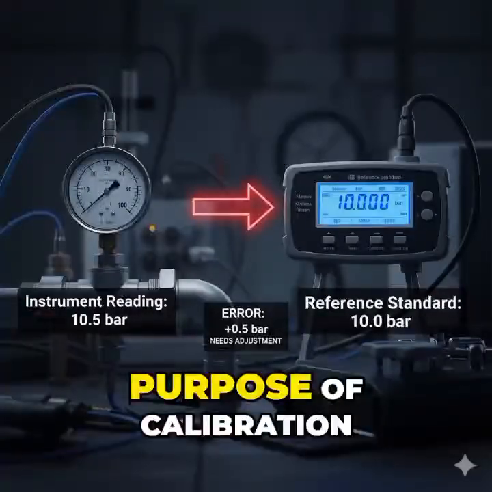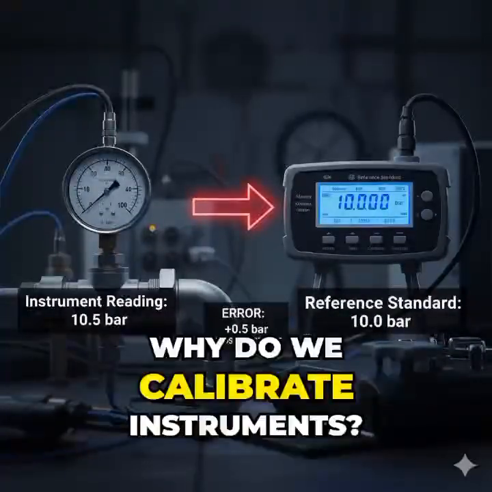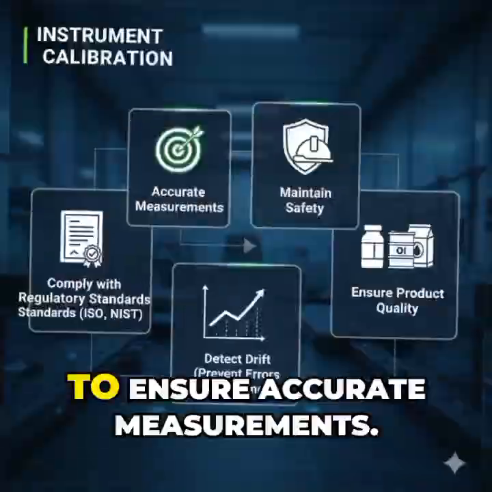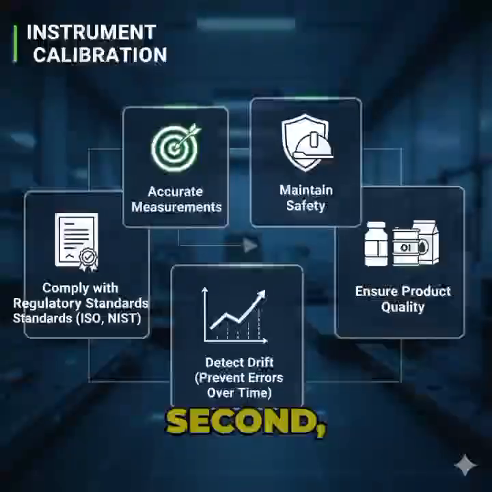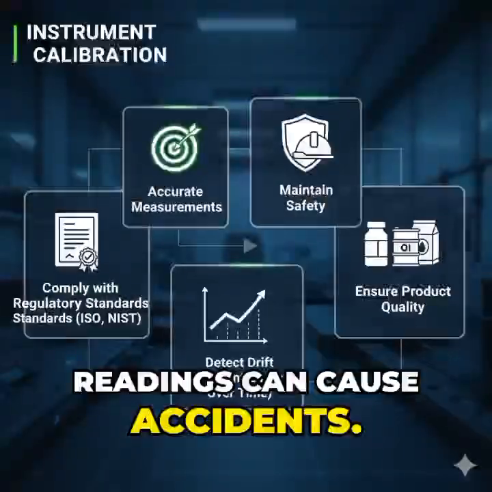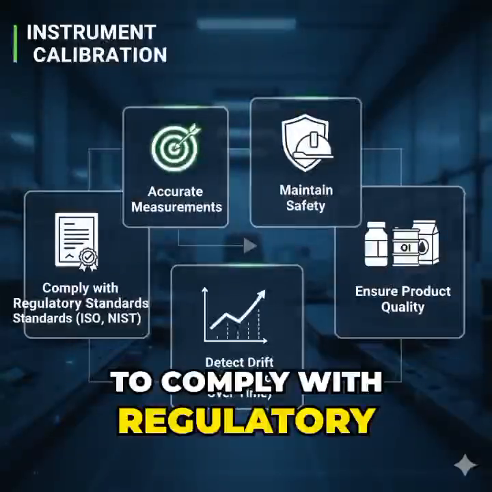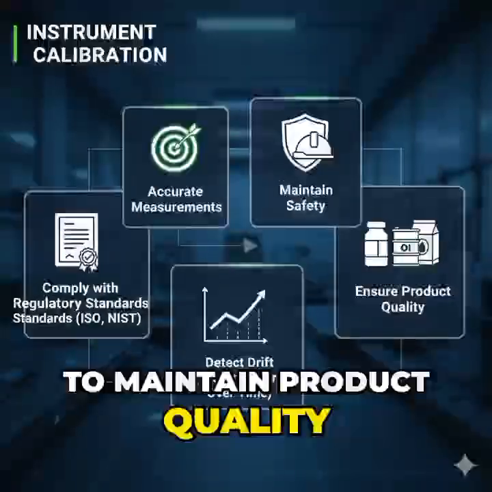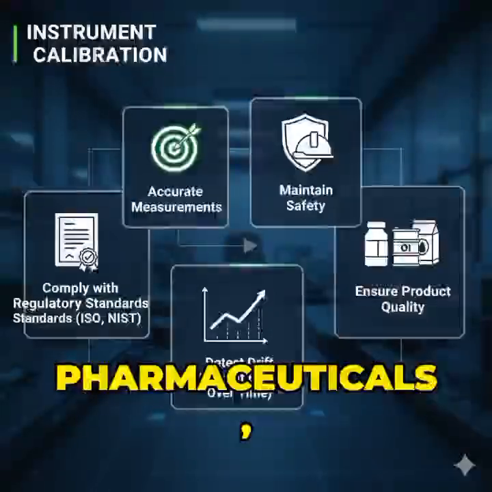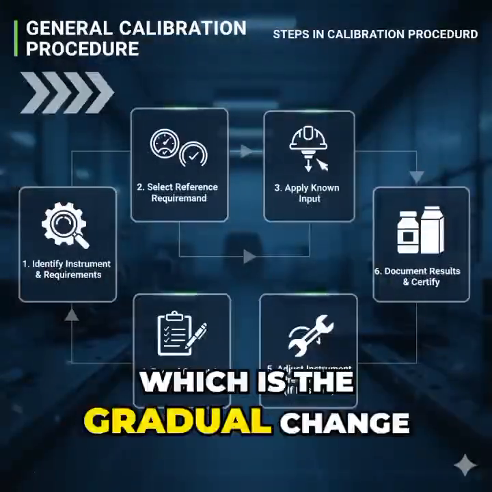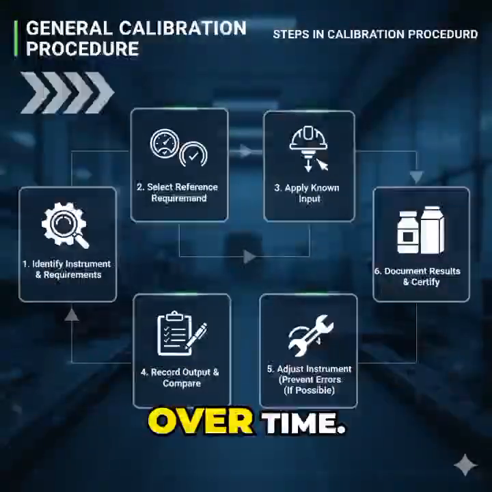2. Purpose of calibration. Why do we calibrate instruments? There are several important reasons. First, to ensure accurate measurements. Second, to maintain safety in processes, because wrong readings can cause accidents. Third, to comply with regulatory standards such as ISO, NIST, or ISA. Fourth, to maintain product quality in industries like food, pharmaceuticals, oil and gas. And finally, to detect drift, which is the gradual change or error that develops over time.